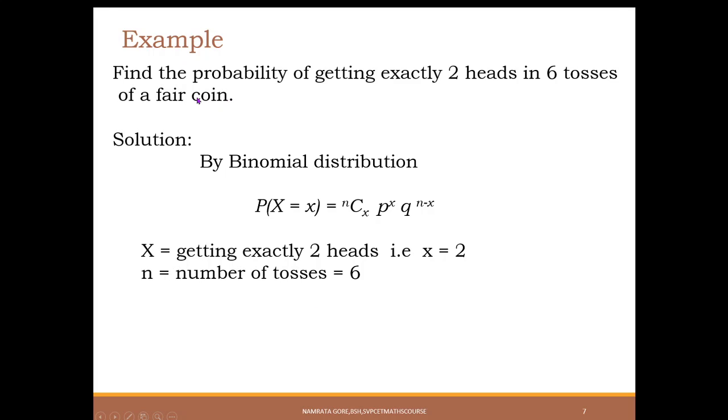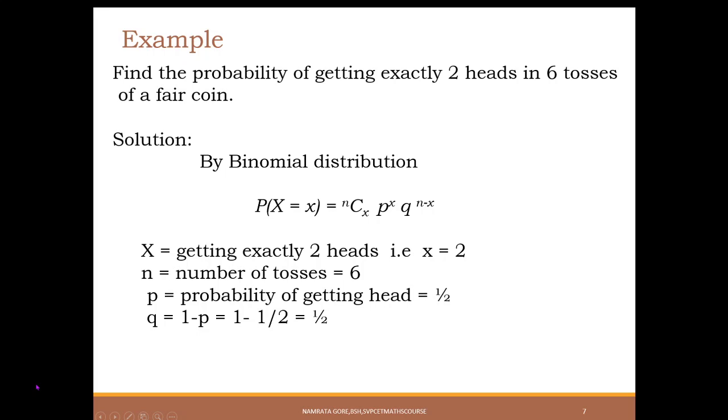Now when we toss a coin, the probability, we all know, is always equal to 1 by 2, probability of getting head or tail, whatever it may be. Here it is heads, so probability of getting head is 1 by 2. Q will obviously be 1 minus 1 by 2, that is 1 by 2. And we want exactly 2, so substituting the values in the formula and calculating, you will get the answer as 15 by 64.